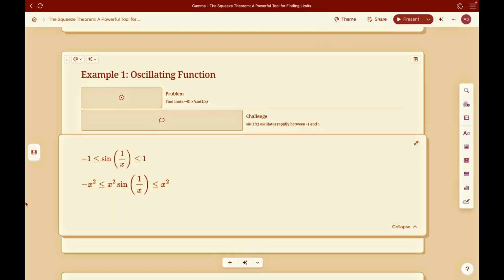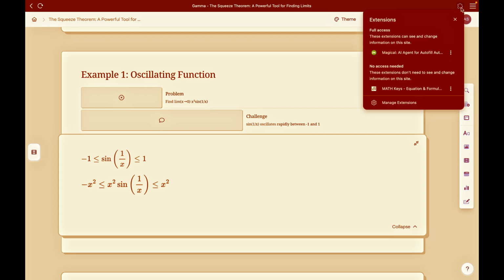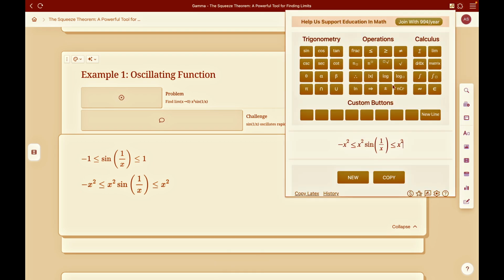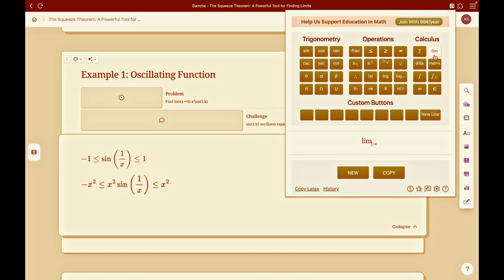But here's where the real magic comes in. If we take the limit of the two sides as x approaches 0, that means the limit as x approaches 0 of negative x squared is equal to the limit as x approaches 0 of x squared, and both of these limits are equal to 0.